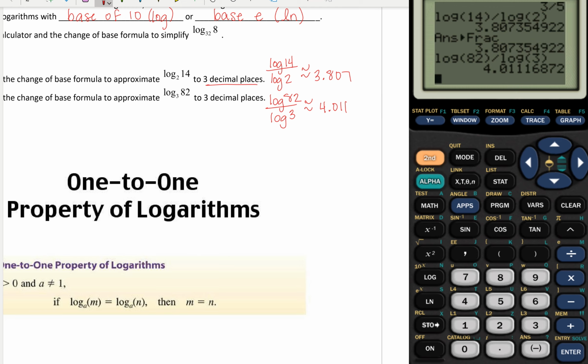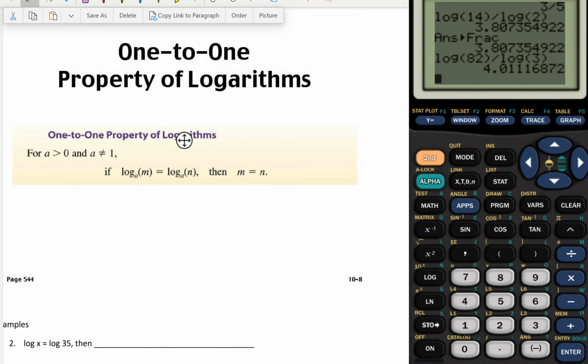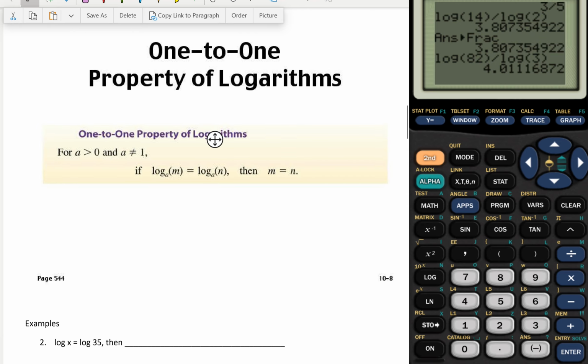All right, so now we're going to talk about properties of logarithms. One of the properties that we use in order to solve is going to be the one-to-one property. What that means is, given an equation, you have a log base A equal to another log base A. Very important: they have to be the same exact log and base. Then we'll be able to drop them and set what's inside equal to each other to solve.